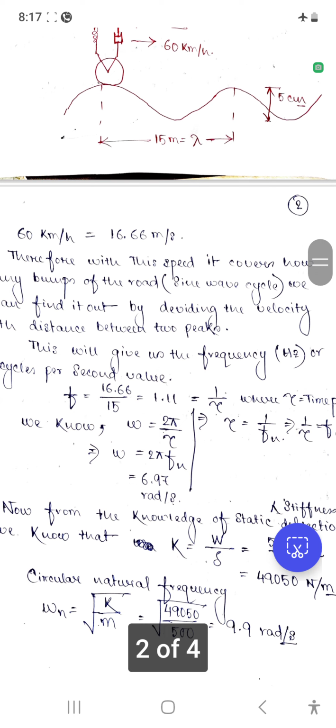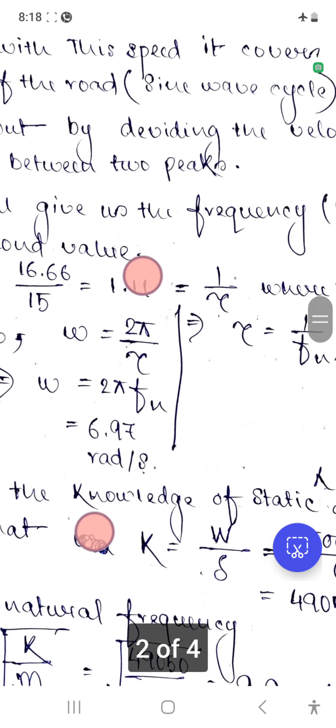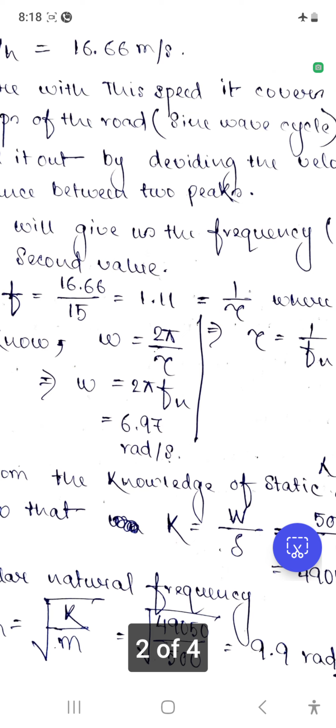So from there we shall get omega equal to 2 pi by tau, we know, and in place of 1 by tau, which is the time period, I can write 2 pi fn. So if I substitute 2 pi into this 1.11 value, we shall get 6.97 radian per second, which is the circular frequency, we can say, or angular speed. Now this angular speed omega, 2 pi fn, is nothing but the exciting one.